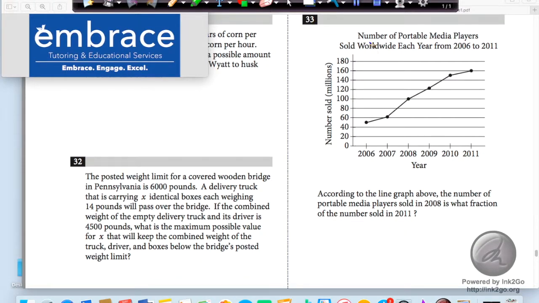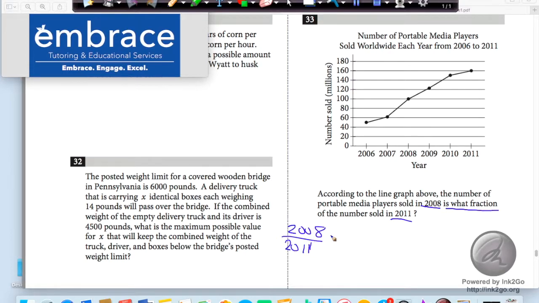For problem 33, I see the number of portable media players sold worldwide each year from 2006 to 2007. It says, according to the line graph above, the number of portable media players sold in 2008, okay, so I need to know that, and that's going to be this value here, right, is what fraction of the number sold in 2011. Okay, so I care about 2008, I care about 2011, and it's asking me what fraction? So it's going to be one of these numbers over the other number. Now, I'm going to have 2008 over 2011, being that that's the fraction.